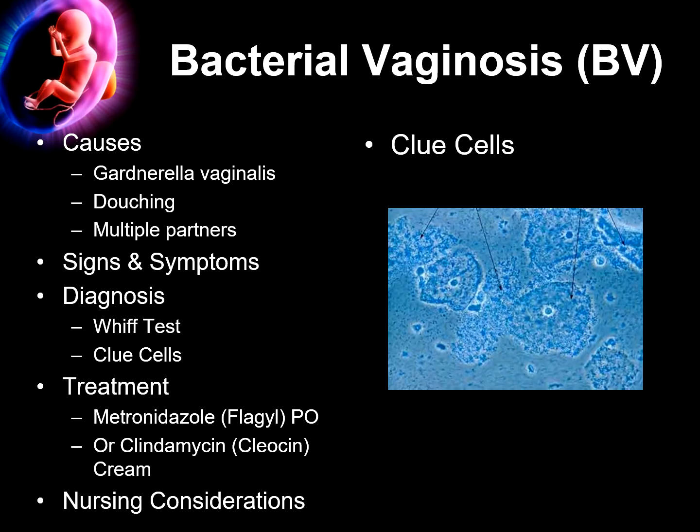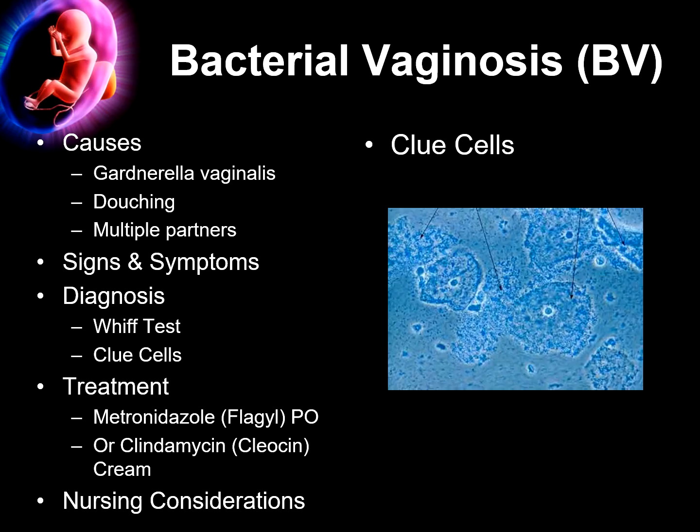And then we have bacterial vaginosis, or BV, and the causes of bacterial vaginosis include Gardnerella vaginalis, and also douching can cause an imbalance of flora in the vaginal vault, and that can be a cause of bacterial vaginosis. And then also multiple partners can be a causative factor.